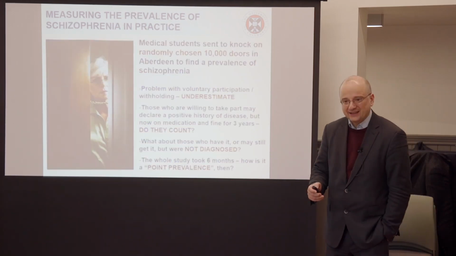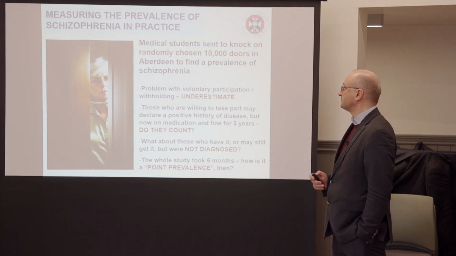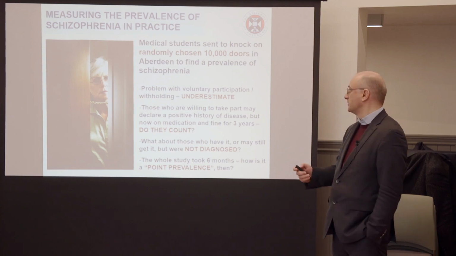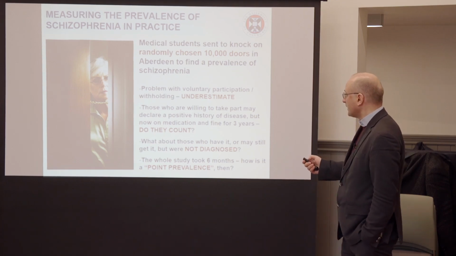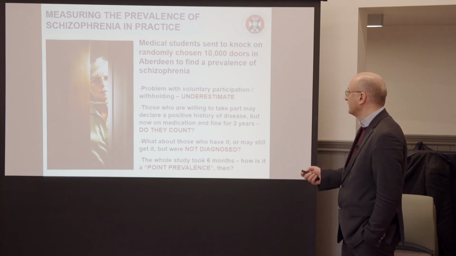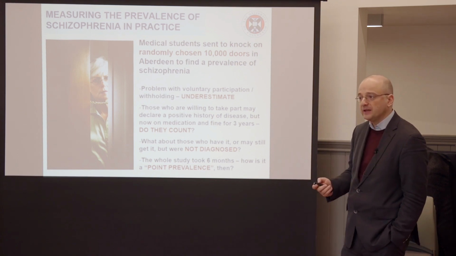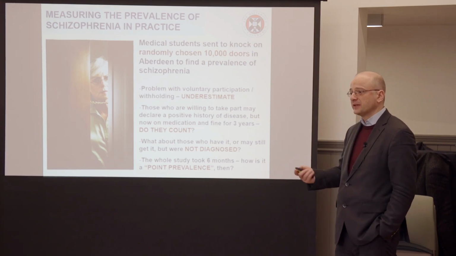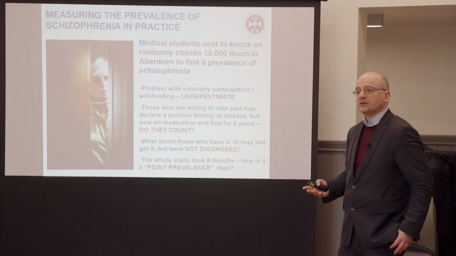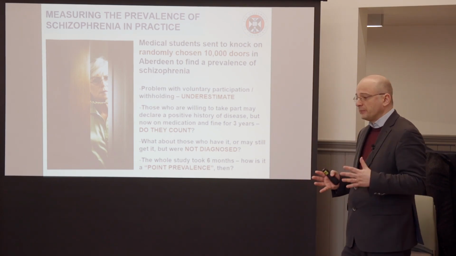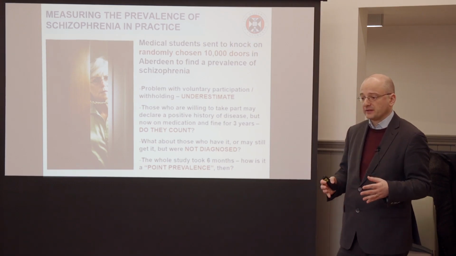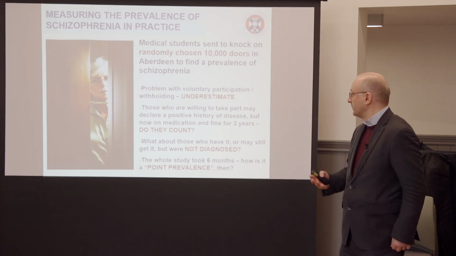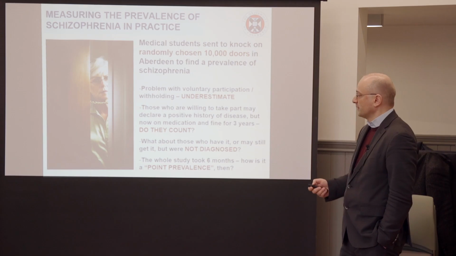Okay, let's say that I send you all to measure the prevalence of schizophrenia in a population, all right? And let's say that I send you to Aberdeen, for example, to knock on randomly chosen 10,000 doors to establish the prevalence of schizophrenia in Aberdeen. Why 10,000? Because schizophrenia is a relatively rare disease in the population. Maybe 1 in 100 people will have it. So to establish a proper prevalence, to be sure of your result, whether it's 1% or 1.2% or 0.7%, you really need more people. So 10,000 doors.